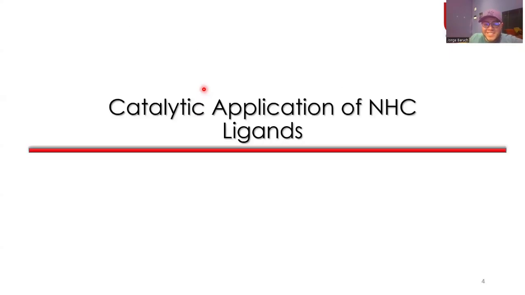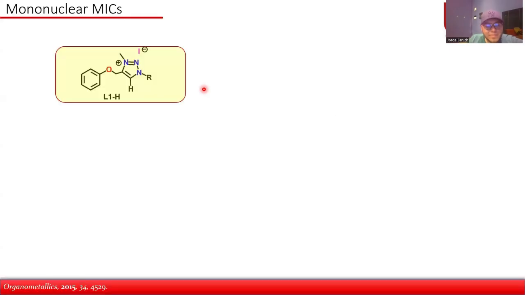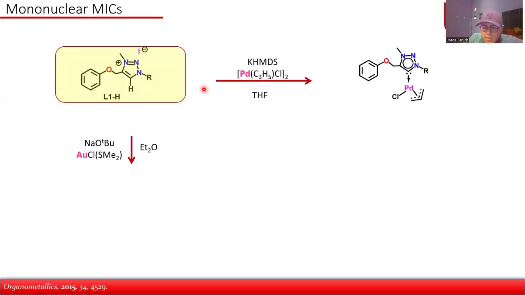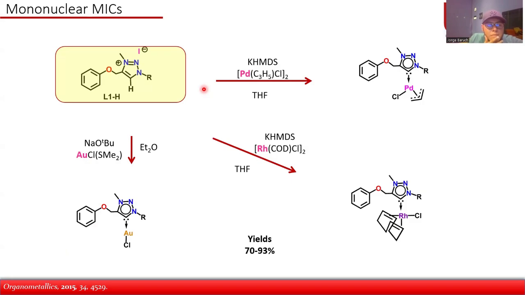So let me continue with a demonstration of some catalytic applications of these NHC ligands. After their discovery, a lot of research has been targeting the generation of new complexes using these cationic precursors in the presence of a base and with different metal sources. As you can observe from the slide, you can generate complexes with palladium, rhodium, and gold, which are very useful because each metal has a different application in organic synthesis.